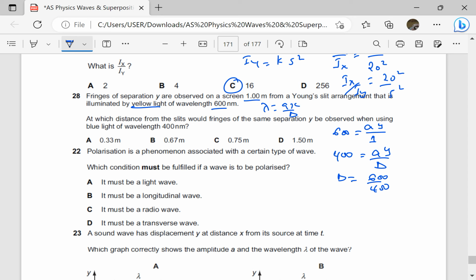At which distance from the slits would fringes of the same separation Y be observed when using blue light of wavelength 400 nanometers? So the answer here is going to be 1.5. So that is 1.5 meters.